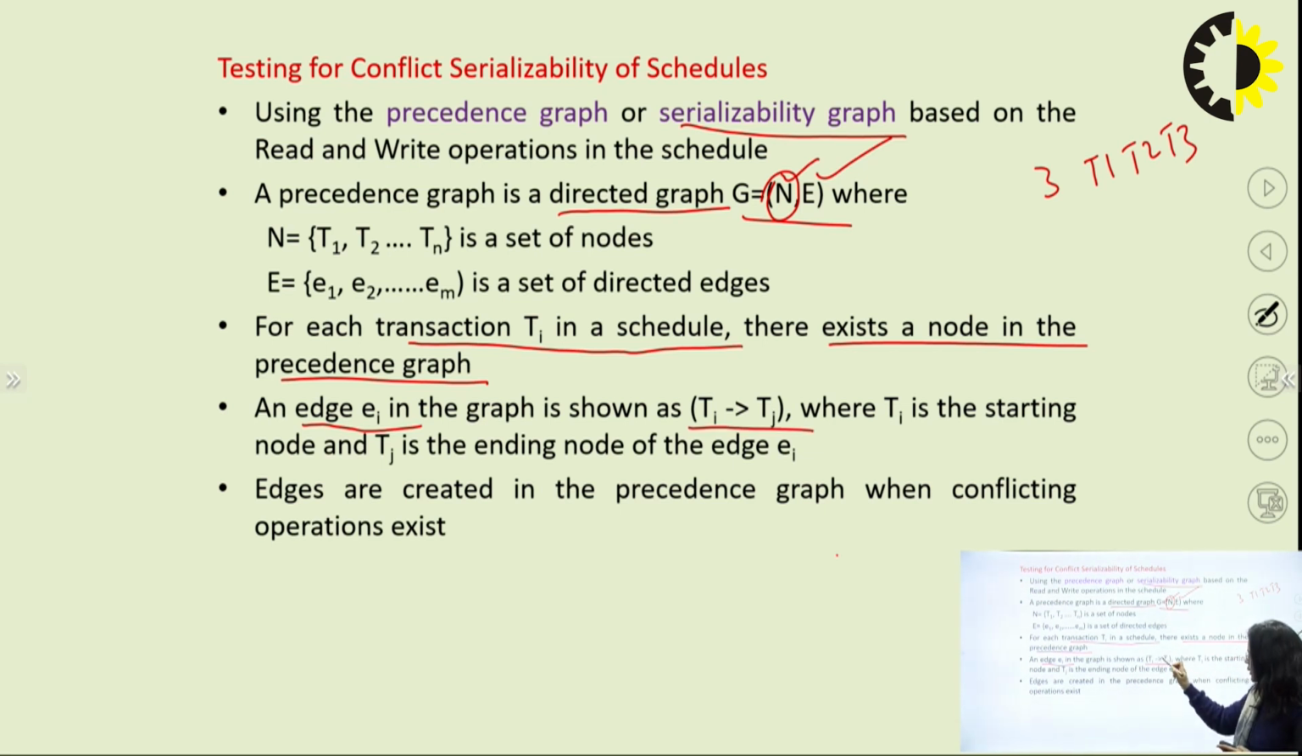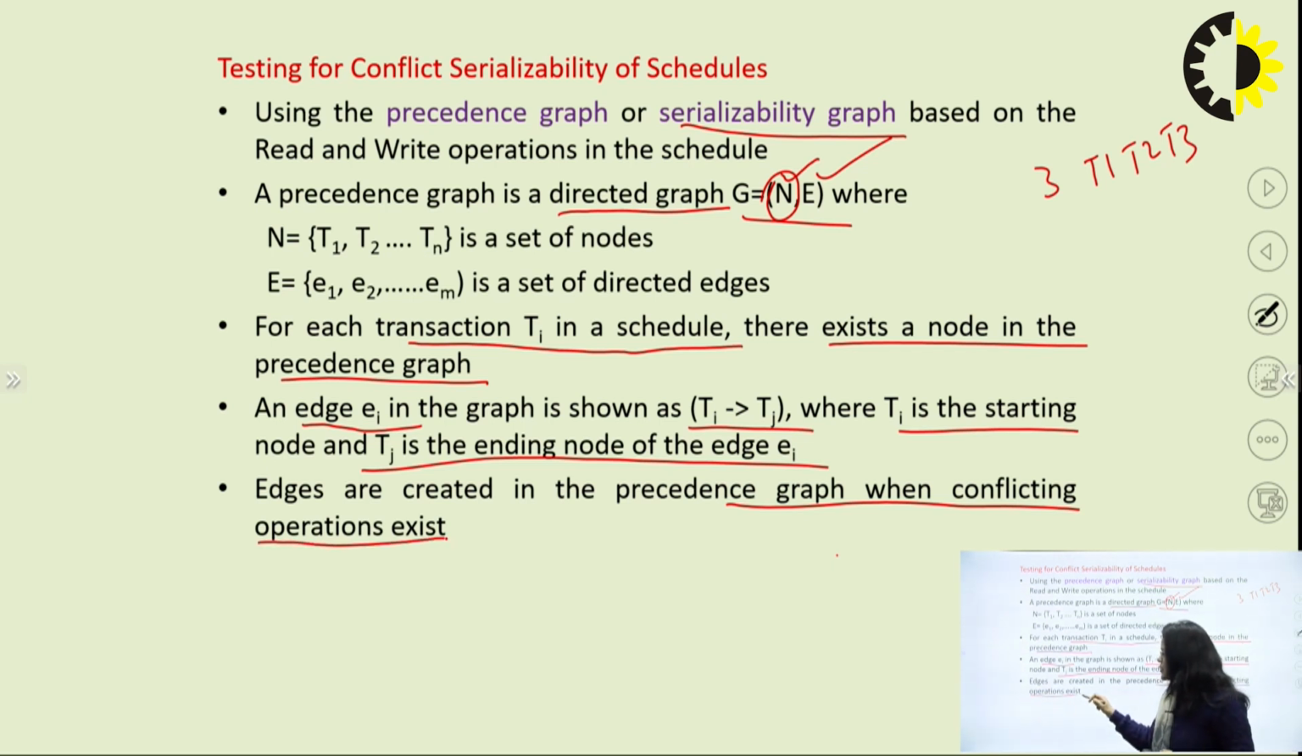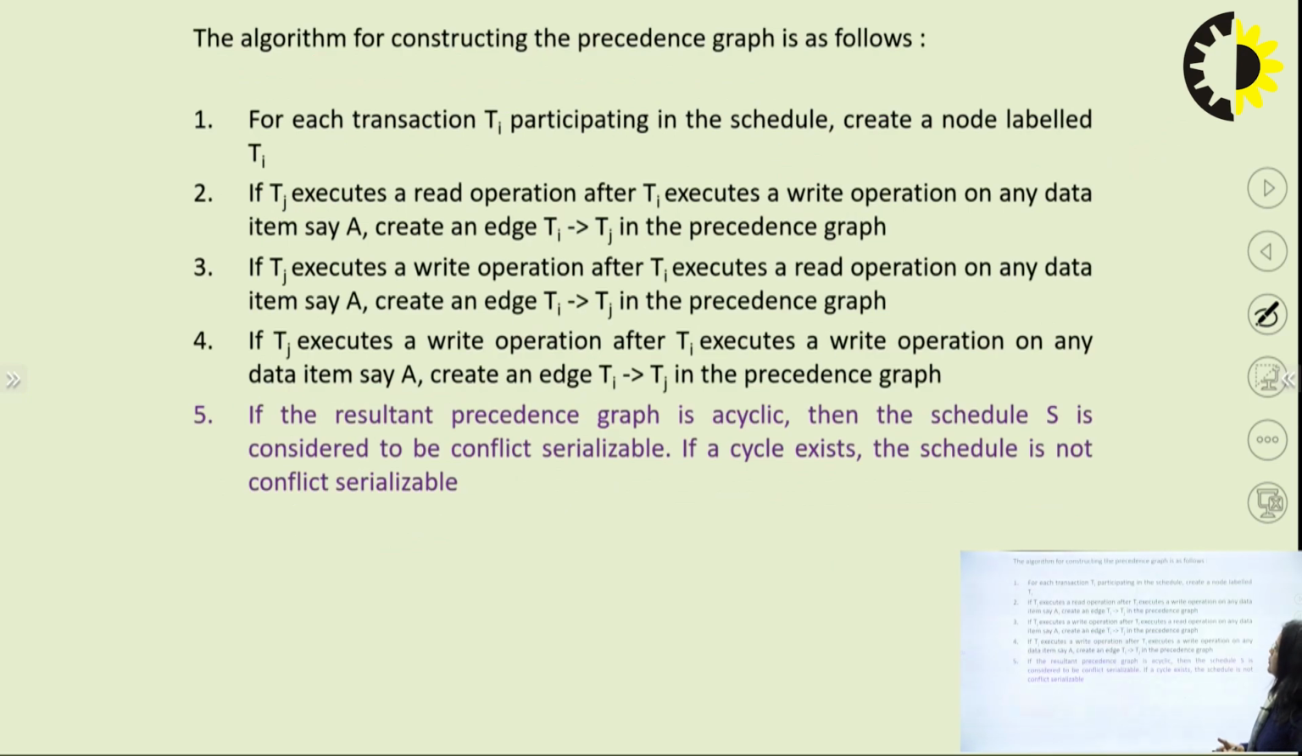Ti edge will draw the edge to Tj. It means Ti is the starting node and Tj is the ending node for the edge Ei. So edges are created in the precedence graph when conflicting operations exist. So when will we create an edge? When we have some conflicting operation, right? Okay, so this is the algorithm basically to construct the precedence graph.